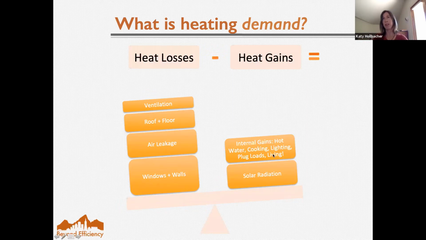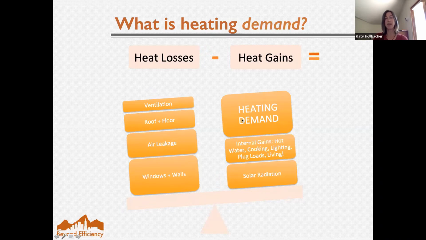But then on the flip side, heat is also being added to the space by solar radiation through windows if it's not nighttime, and by internal gains: hot water, cooking, just breathing. And so it's this balance, and what do we do to make this balance work? That is what we call heating demand.